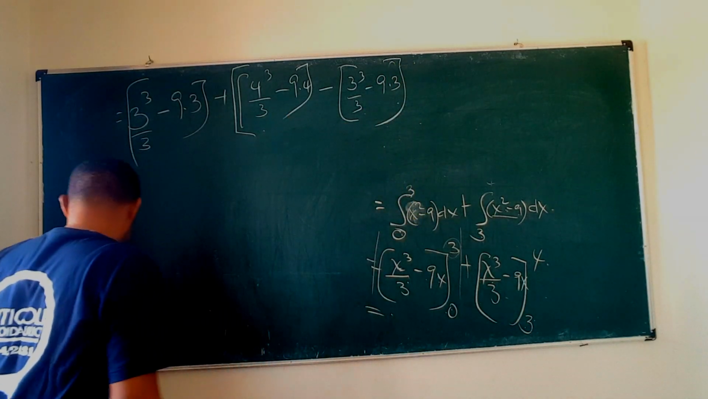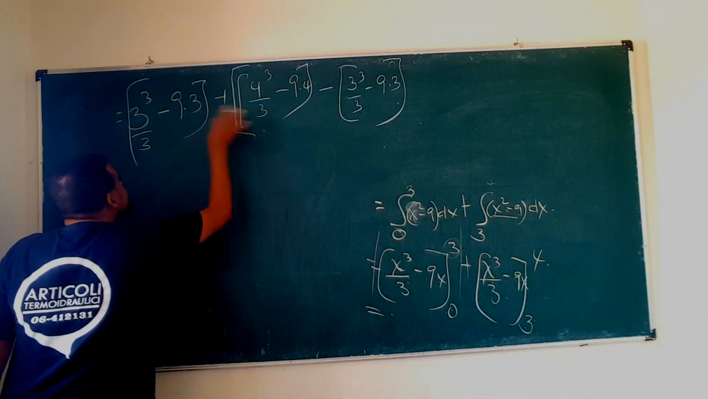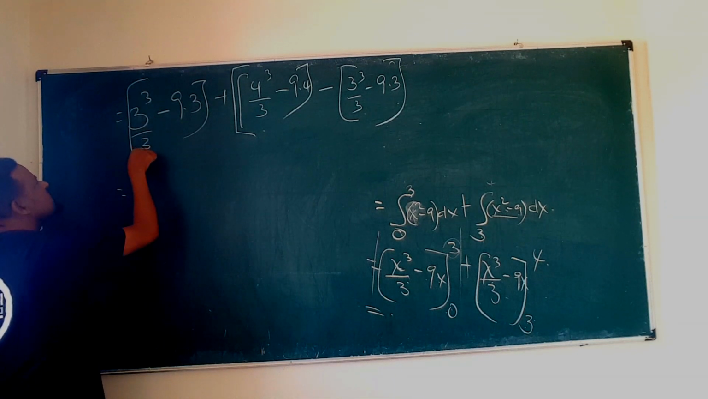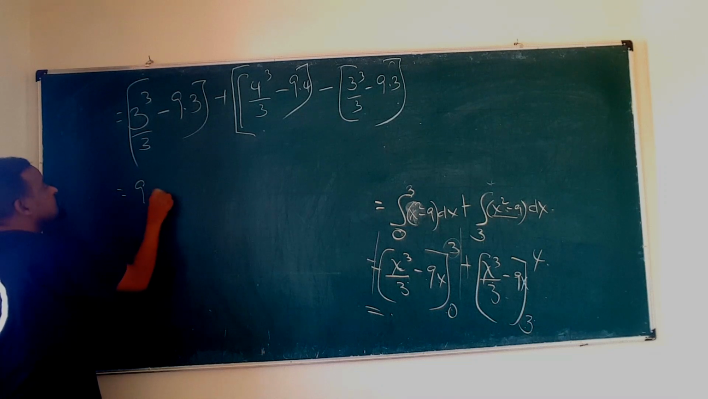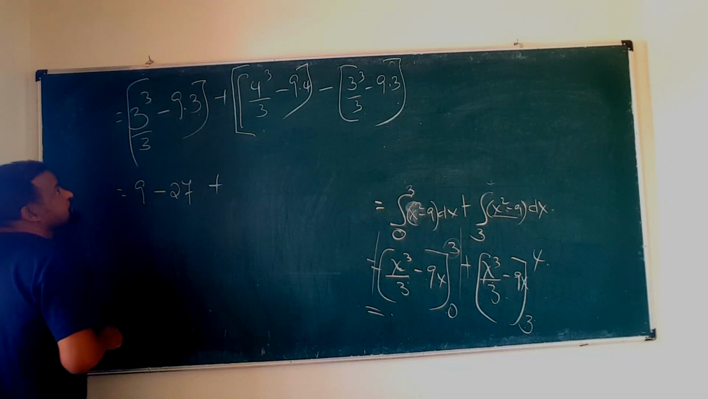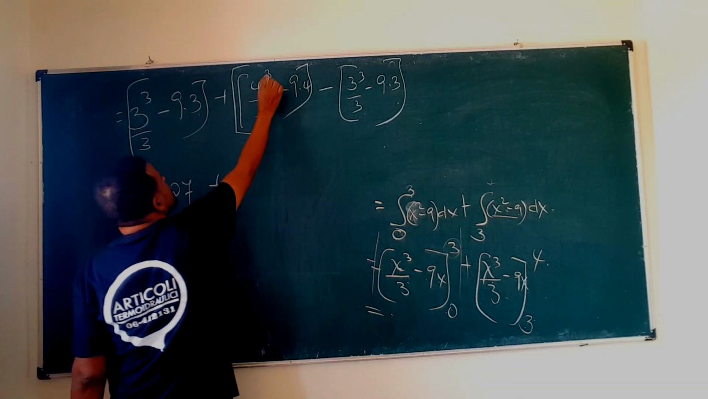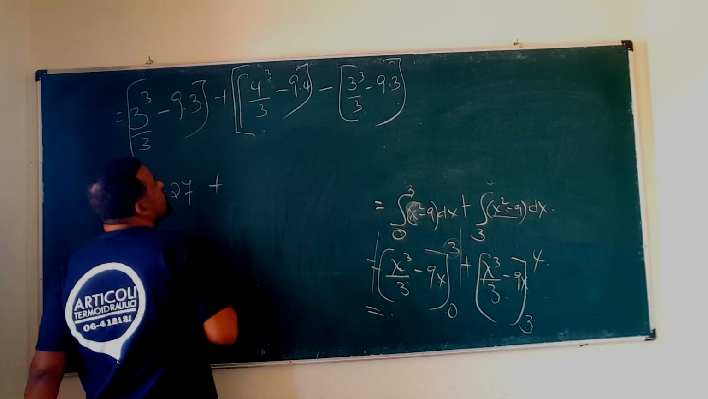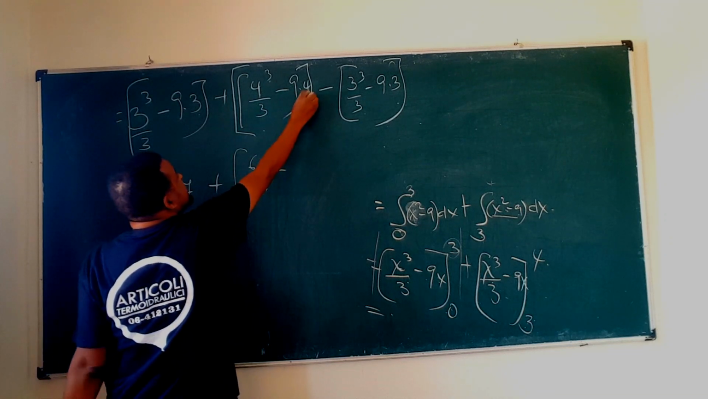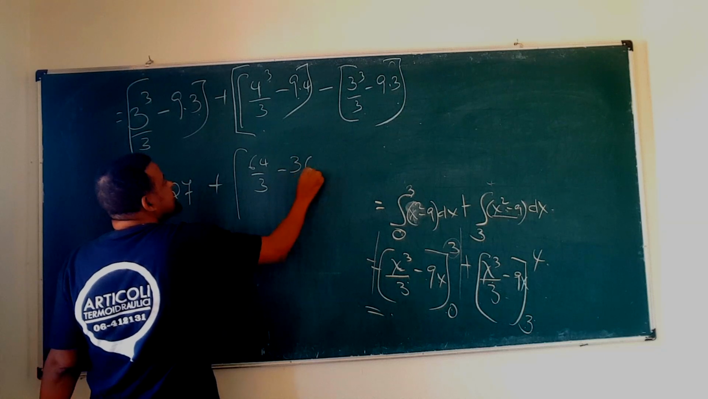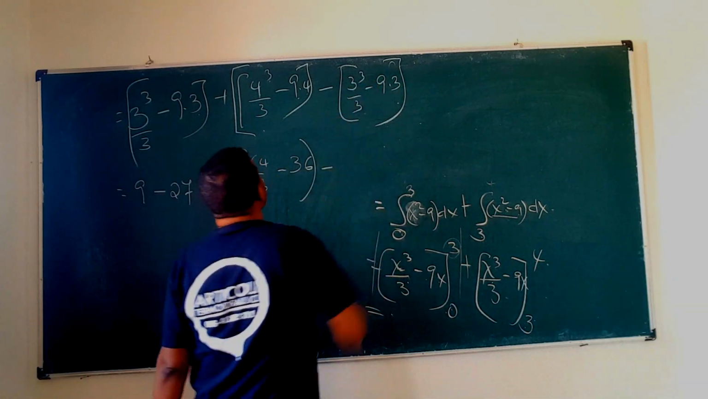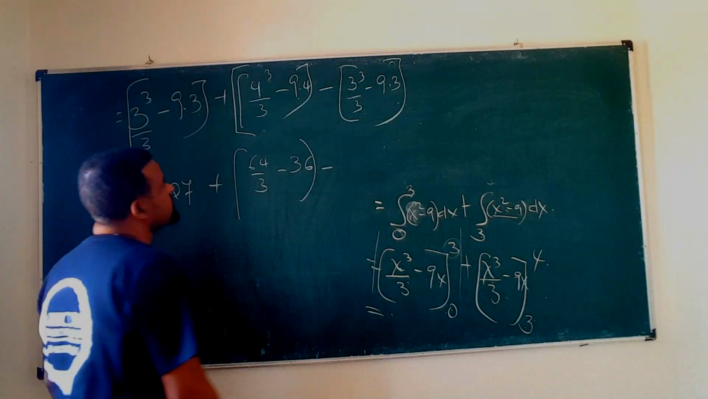This is the area. So this one is a small area, this one is a larger area. 3 cubed is 27, 27 over 3 is 9 of course, minus 9 times 3 is 27. Okay, plus this one, 4 cubed is 64 over 3 of course. So 64 over 3 minus 9 times 4 is I think 36. Then minus, this is 3 cubed is 27 over 3.